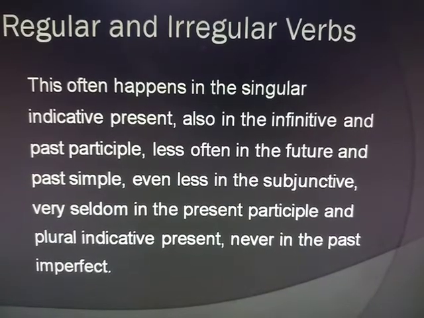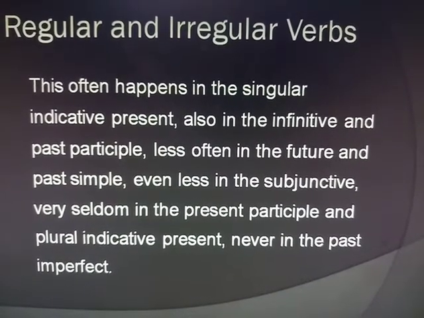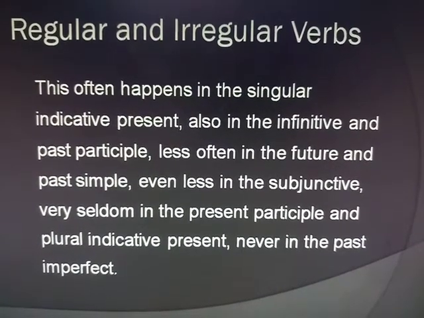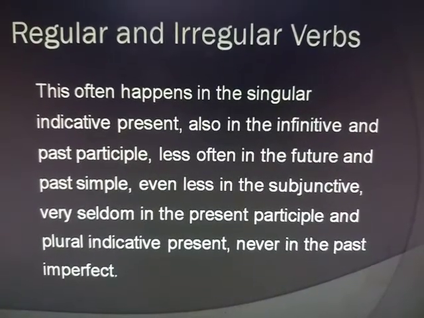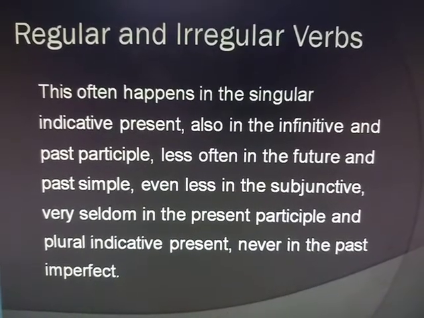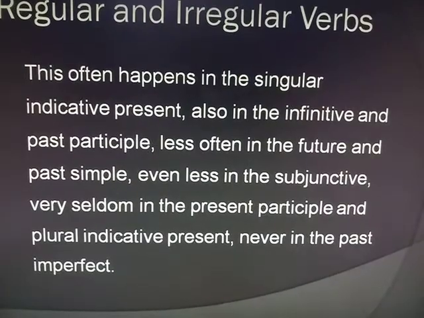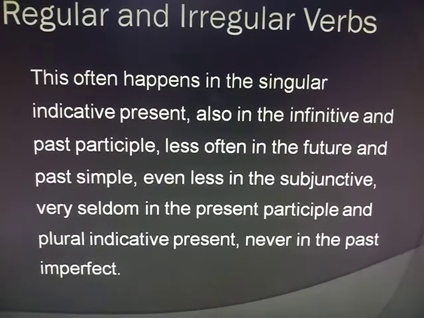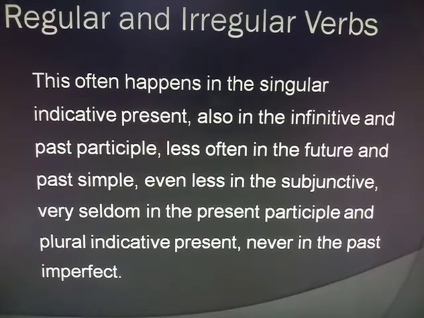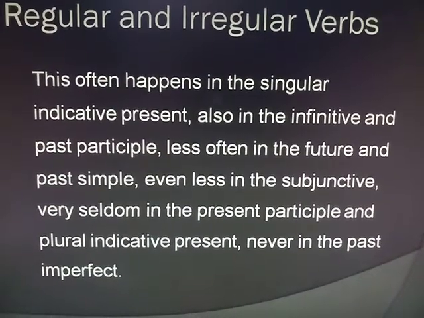In this sentence, in the first, indicative present. Indicative is a mood and present is the tense. Infinitive is the base form of a verb. The past participle is a form of the verb which is used to form the perfect tense, and it is also used sometimes as an adjective.